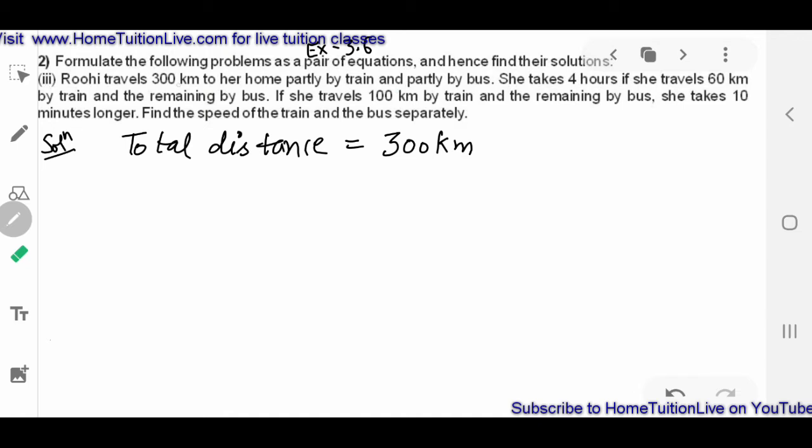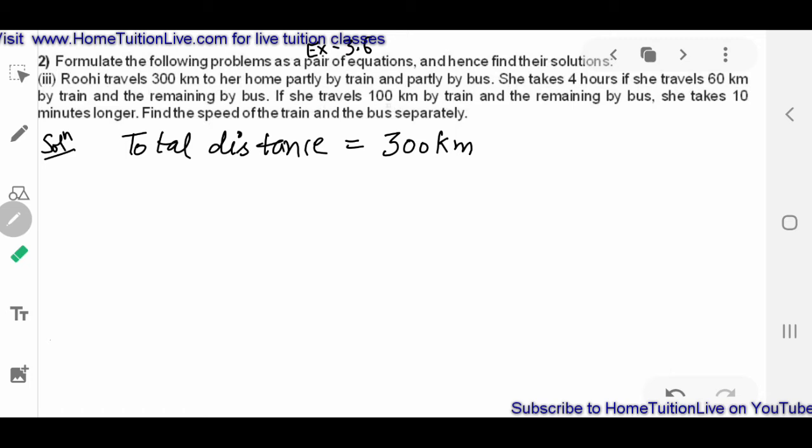Ruhi travels 300 kilometers to her home partially by train and partially by bus. So the total distance is 300 kilometers. She takes 4 hours if she travels 60 kilometers by train and the remaining by the bus. So the remaining distance is 240. 300 minus 60 is 240. So the 240 kilometers is by bus.